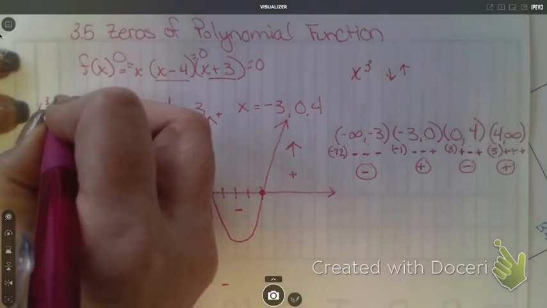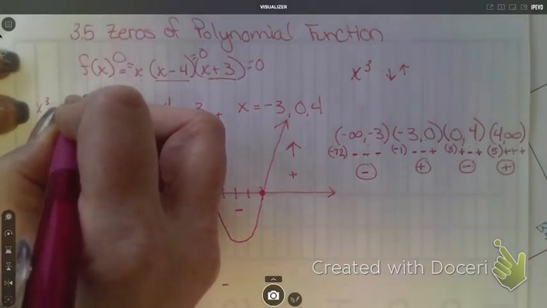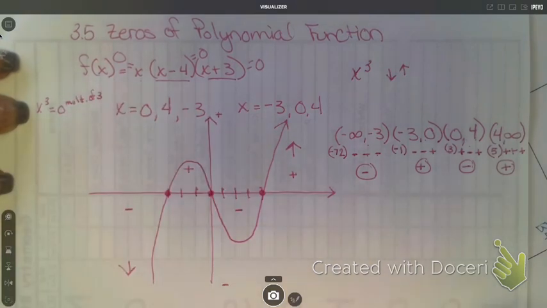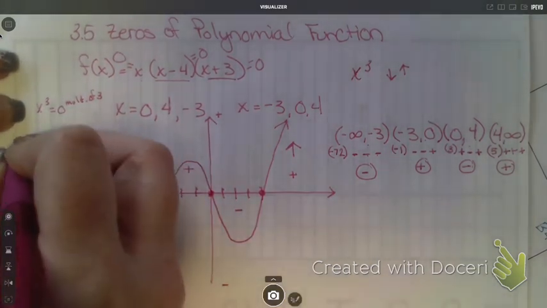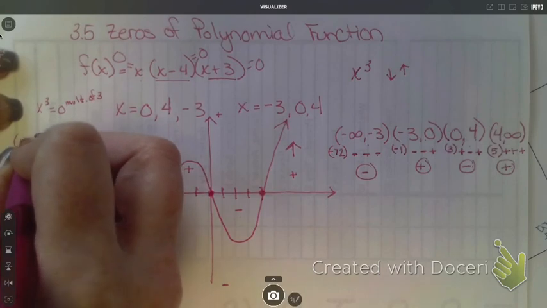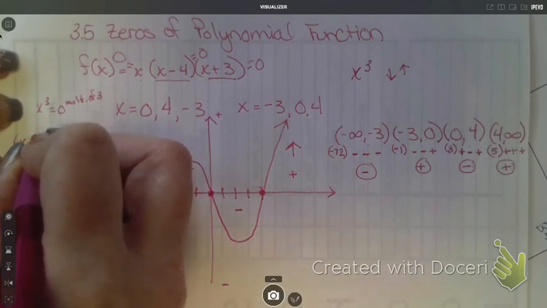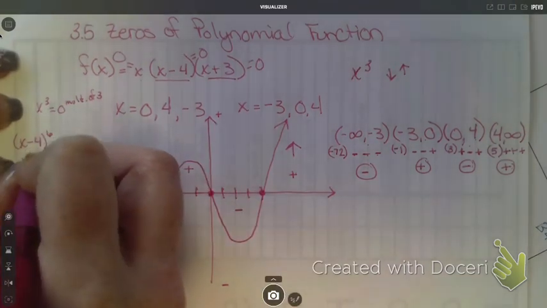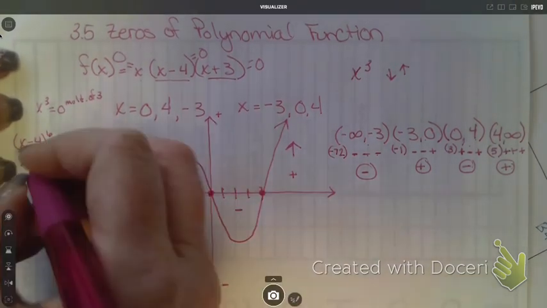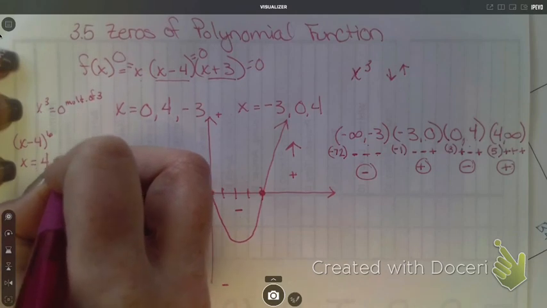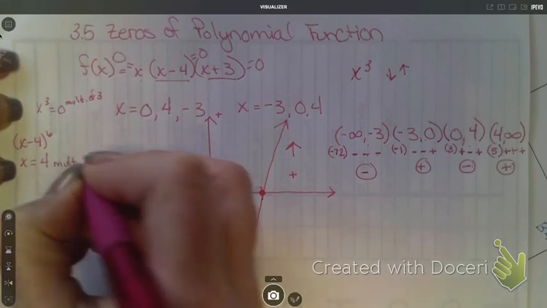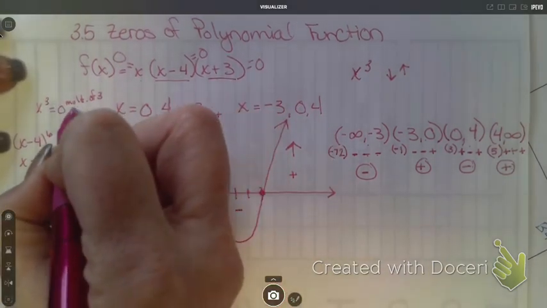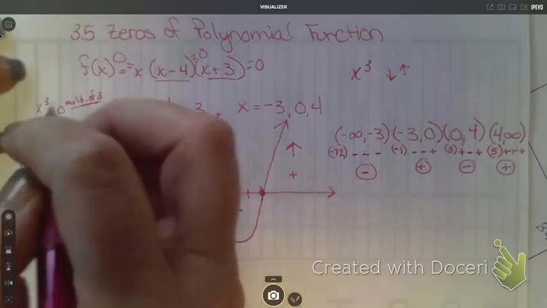So this would be a multiplicity of 3, because it would happen 3 times. If I had x minus 4 to the 6th, how many times is x going to equal 4? 6 times. So it's going to have a multiplicity of 6. So anytime it is odd, it's like an open door.